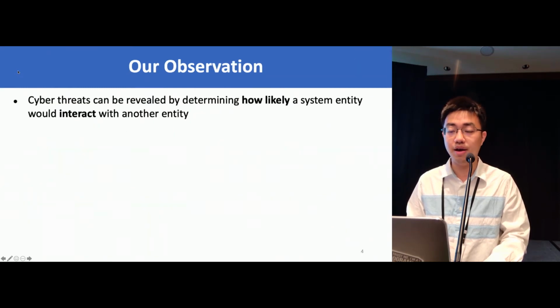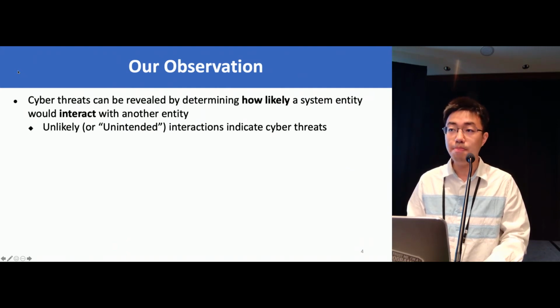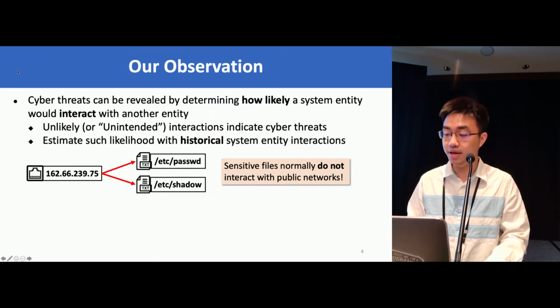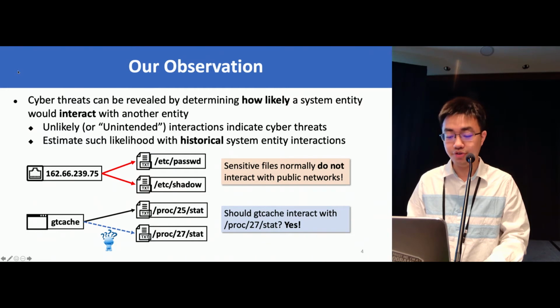Our solution is based on the observation that cyber threats can be revealed by determining how likely a system entity would interact with another system entity. In particular, unlikely or unintended system entity interactions would reveal cyber threats. For example, sensitive files normally do not interact with the public networks, which otherwise indicates the data exfiltration activity. Such likelihood can be estimated using historical system entity interactions. For example, if we observe that this GTCache process has interacted with the process status file, then it's reasonable for this process to communicate or access another process data file.